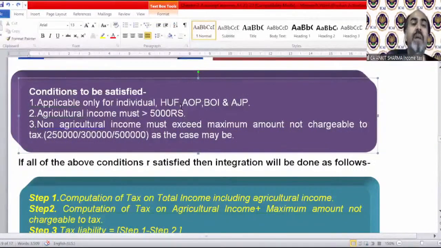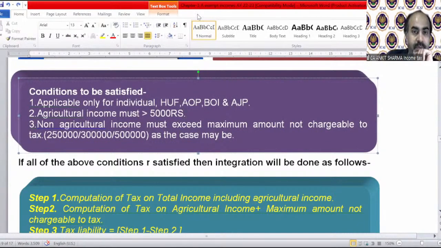This concept is not applicable to partnership firm, LLP, company, etc. You will come to know why as soon as you understand the process we are going to discuss. If these 3 conditions are fulfilled, then the process of calculating tax will change. We cannot simply treat agriculture income as exempt and calculate tax on non-agricultural income.